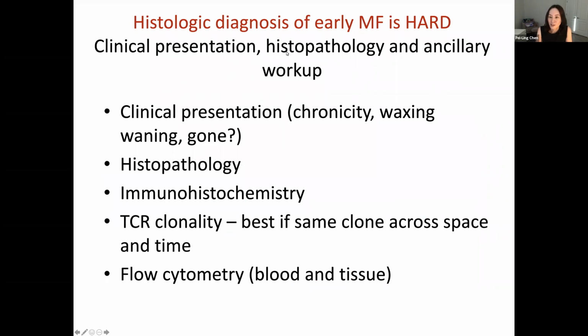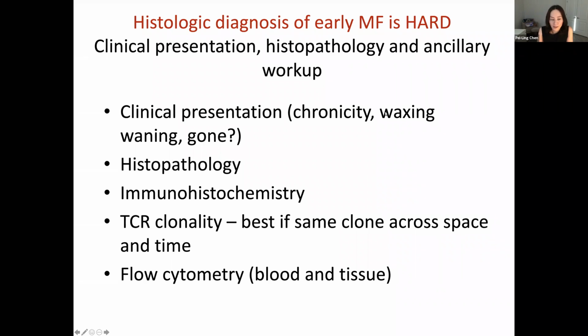So in summary, histologic diagnosis of early mycosis fungoides is very hard, very challenging. We need clinical presentation, histopathology, and ancillary workup. Clinical presentation: when I make a diagnosis of MF on pathology, I always check the clinical history. Ideally, I would like to see some chronicity, though, as I mentioned, in some of these early lesions there's not much chronicity. It may be the first sign of MF, or even tumors can present de novo.